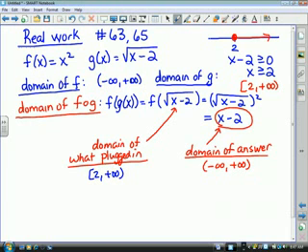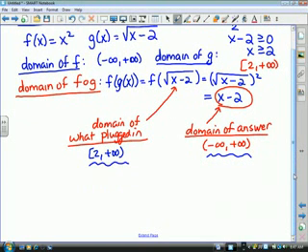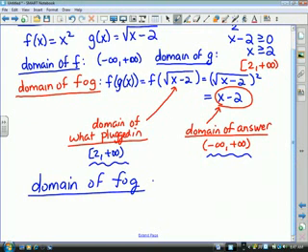So here's what the problem is telling you. If all I had to deal with was the final answer, yeah, I could use anything I wanted to. But this is telling me, hey, there's some numbers I can't use. So for my final answer then, if I've got to say, what is the domain of f of g, here's what you do. You say it's from 2 to infinity.